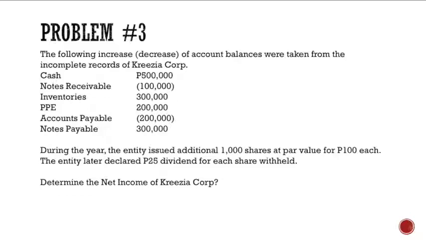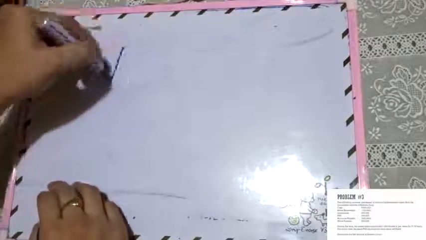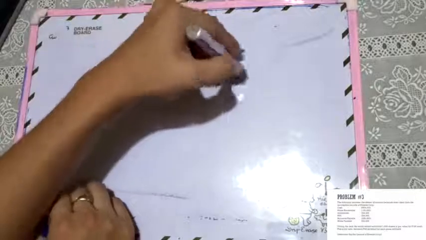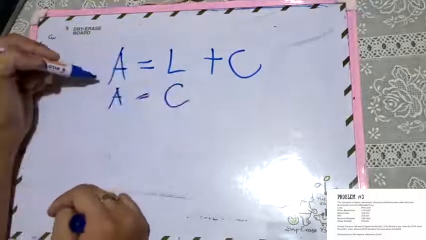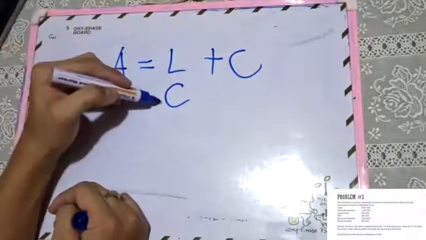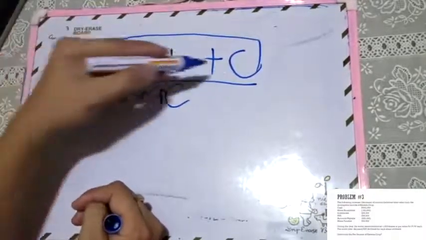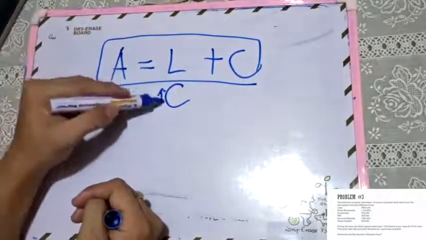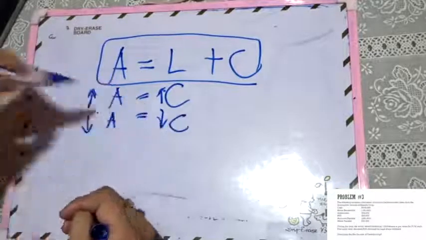So this type of problem is actually common for single entry. You're given accounts with corresponding increases and decreases. In order to answer this type of problem, first we need to get the relation between assets, liabilities, and capital. First for asset and capital: if an asset increased, that would mean capital also increases, evidenced by your accounting equation. They are both positive. If this asset decreases, then your capital also decreases.